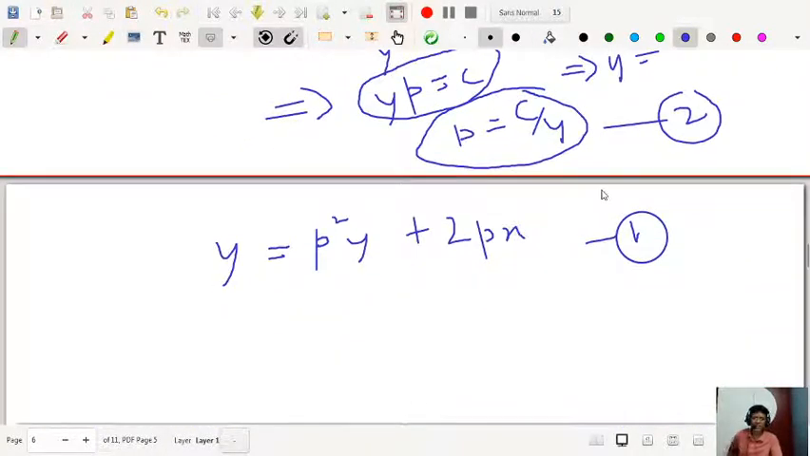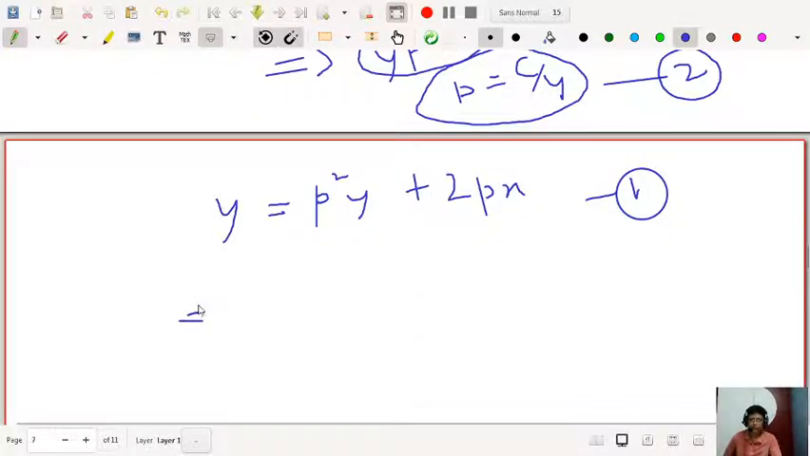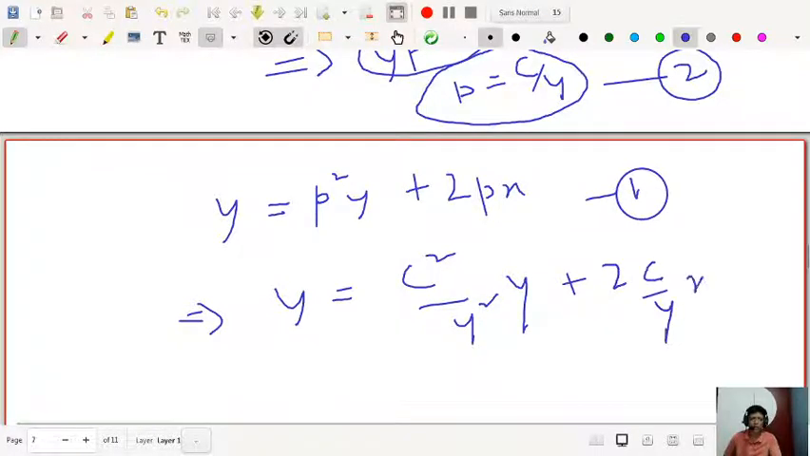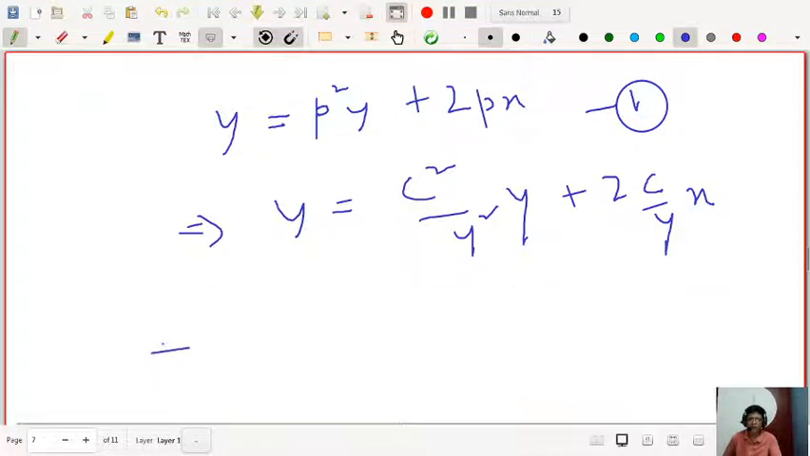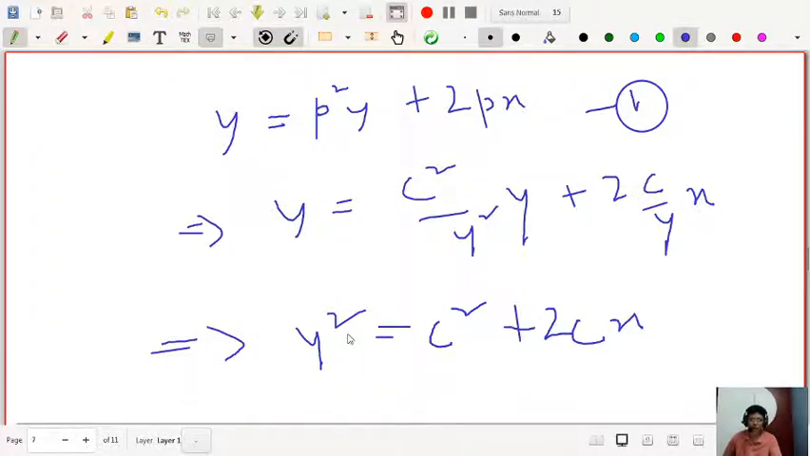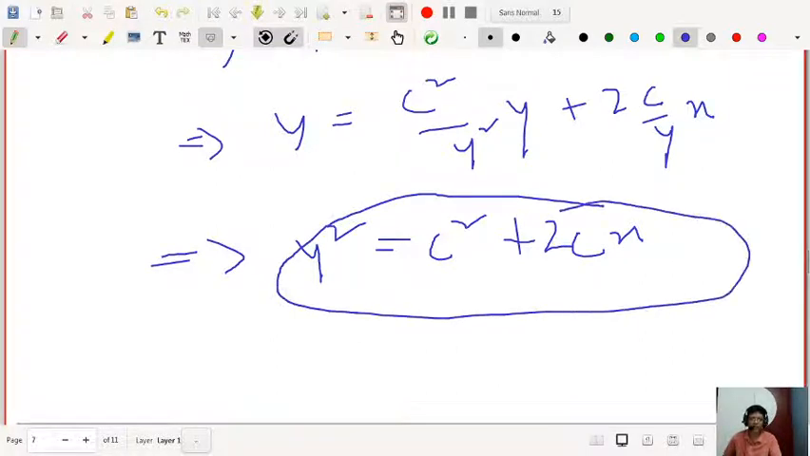But in this case you have equation 1 and equation 2. So substitute into 1: you have c square by y square into y plus 2 c by y into x. Look at that, your final solution will be in terms of c, x and y. There is no p. So this is the general solution, and you can easily verify that it represents a family of parabolas.